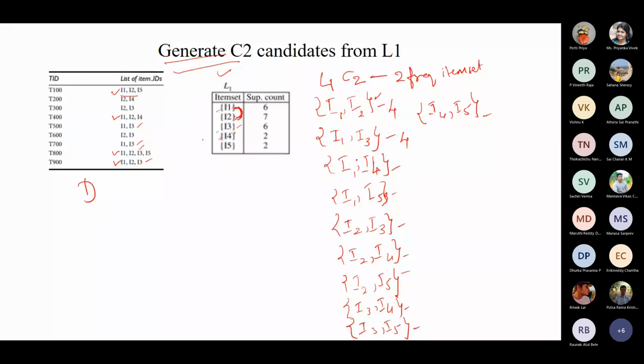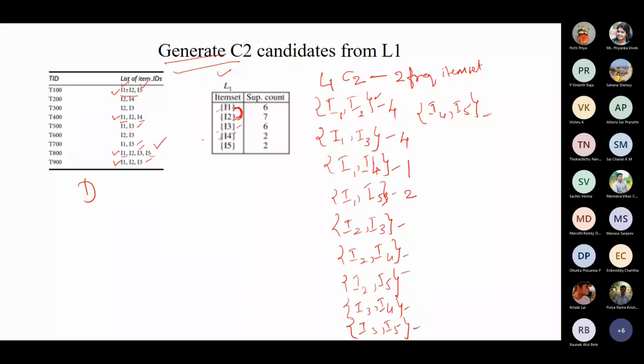Next one is items I1 and I4. I1, I4 appears only 1 time, right? Next, I1, I5. Here I1, I5, 1, and I1, I5, 2. Support count is 2.